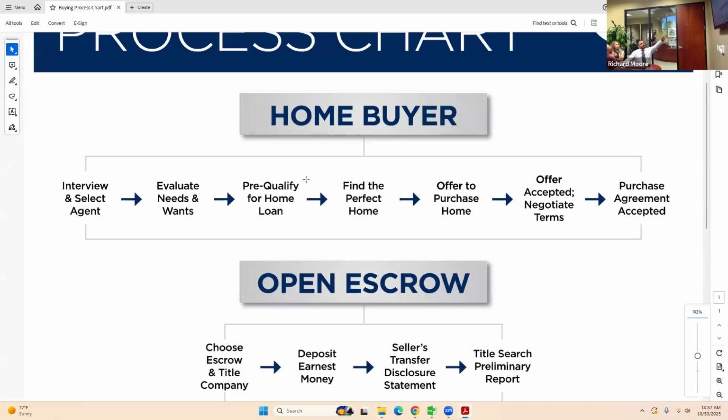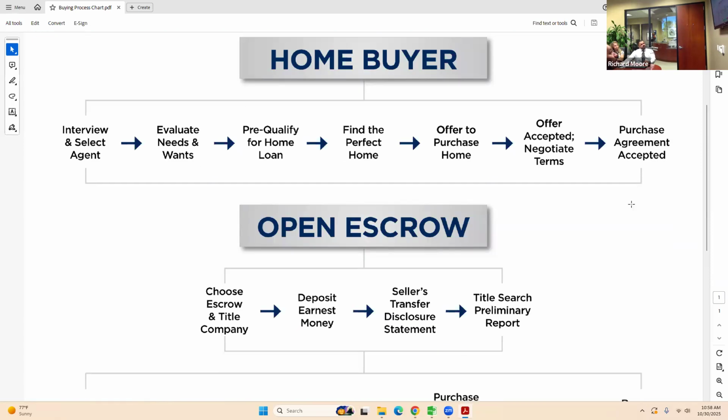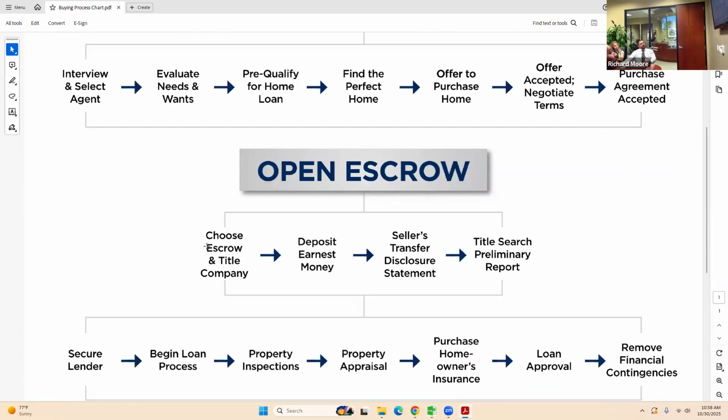What happens is the buyer interviews and selects an agent. The buyer and the agent evaluate the needs and wants of the buyer. They get pre-qualified or pre-approved for a home loan. They find the perfect home. They offer to purchase the home. The offer is negotiated and accepted. Then you choose the escrow company during the offer, because sometimes you ask for it in the contract, or sometimes you say seller's choice, so someone already picks who it's going to be.